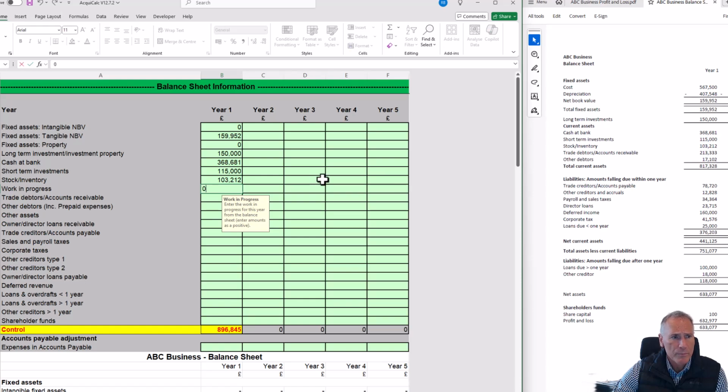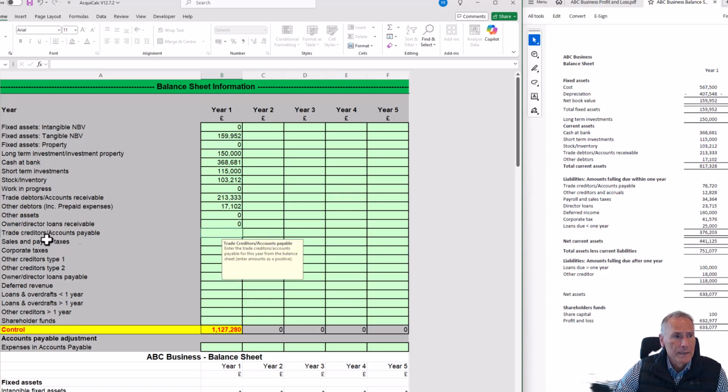We've got no work in progress. Trade debtors, we've got 213,333. Other debtors, we've got some of those, 17,102. Other assets, we've got no other assets. We've entered all of those. We've got no director's loans receivable. In other words, what the director owes back to the business.